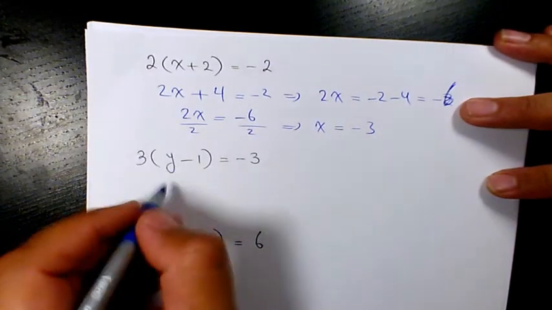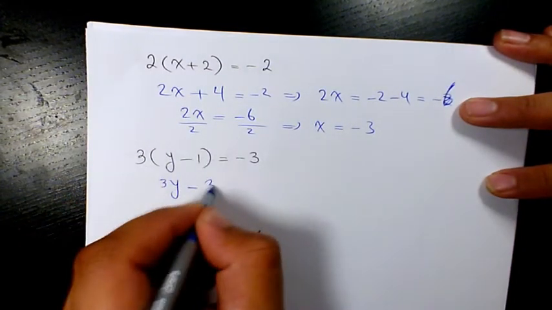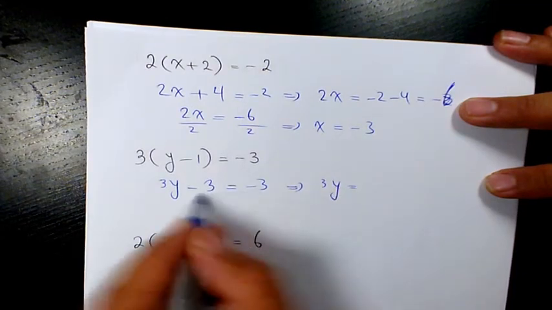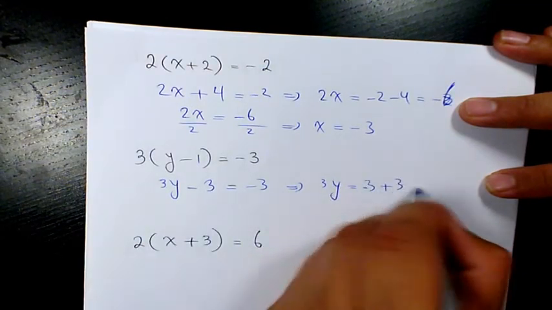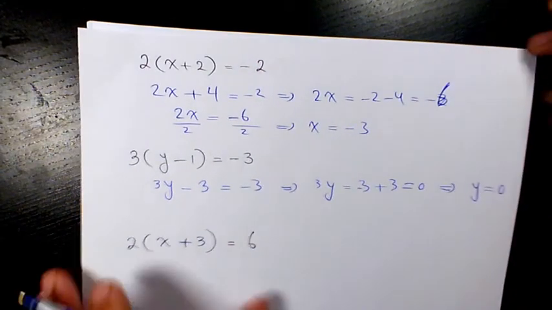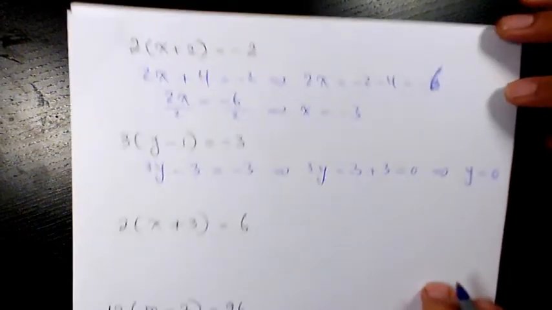Next one, 3 times y minus 3 times 1 equals negative 3. So we have 3y equals negative 3 plus 3, which is 0. So it means that y is 0, because when 3y equals 0, y will be 0.